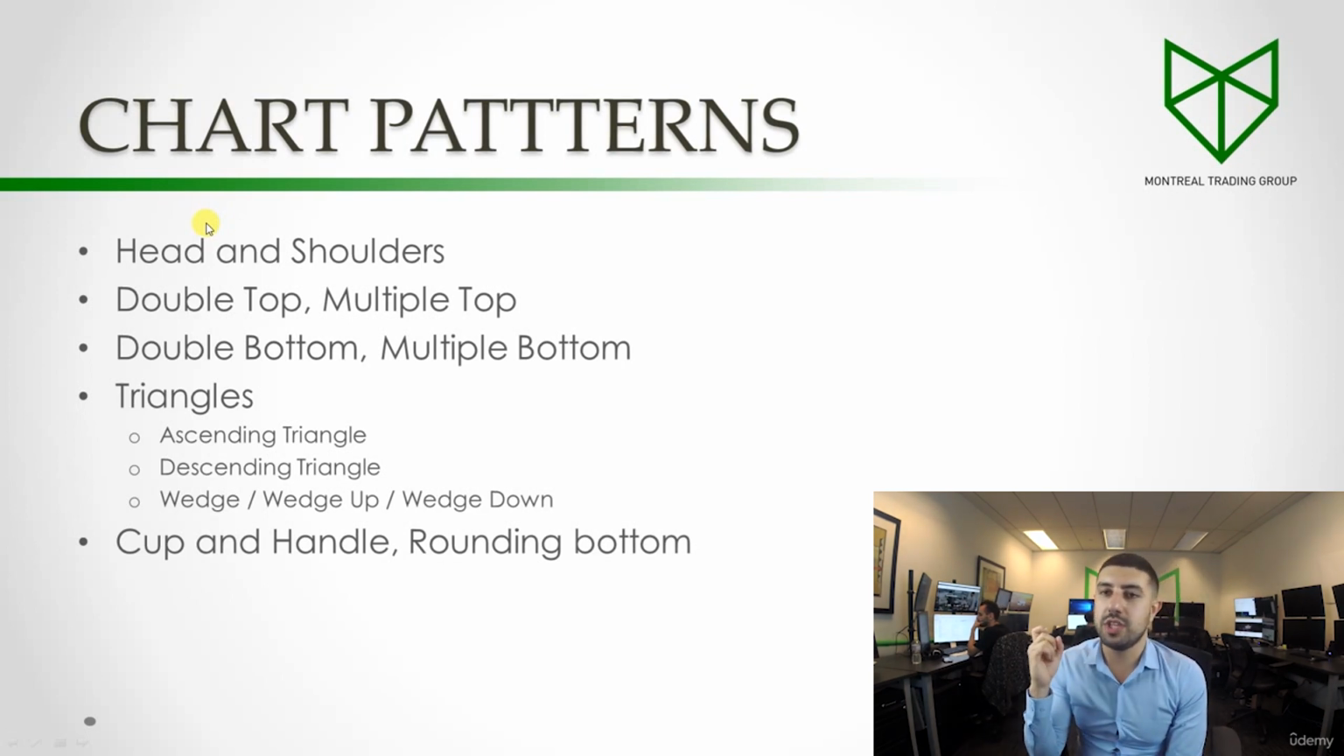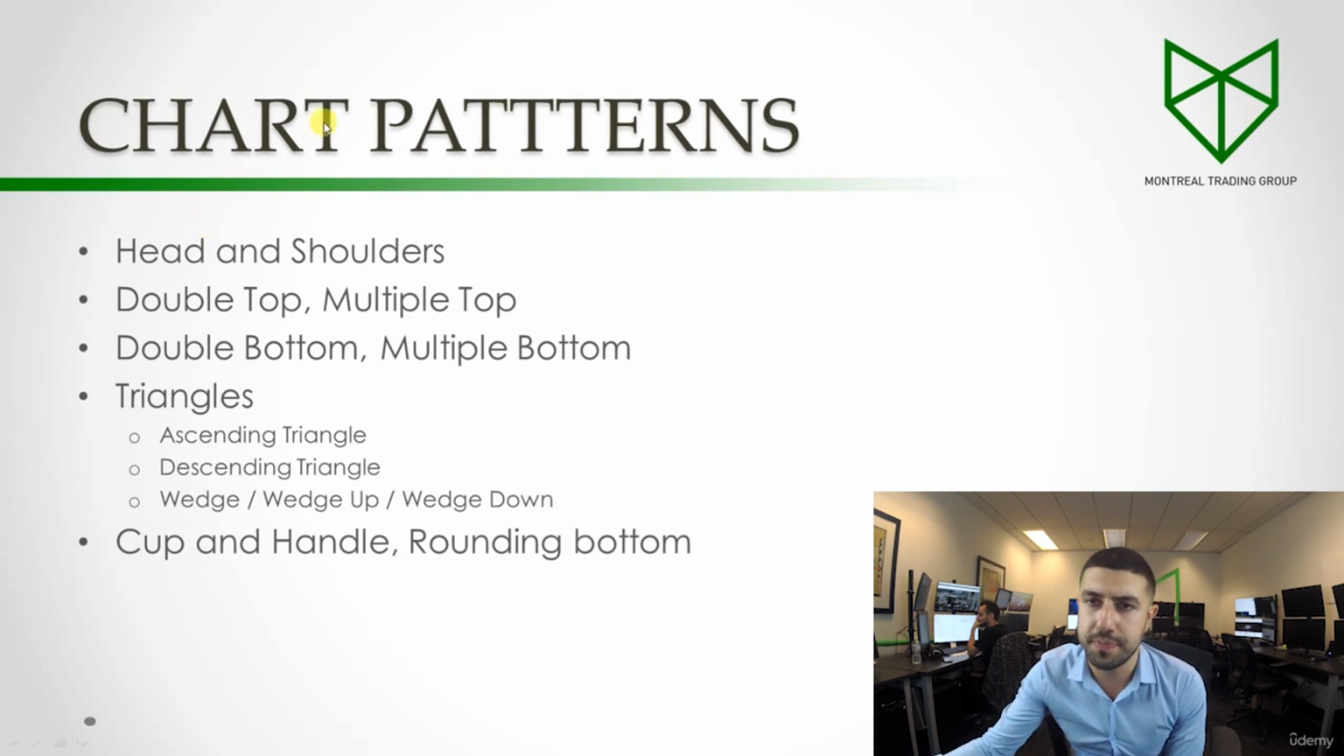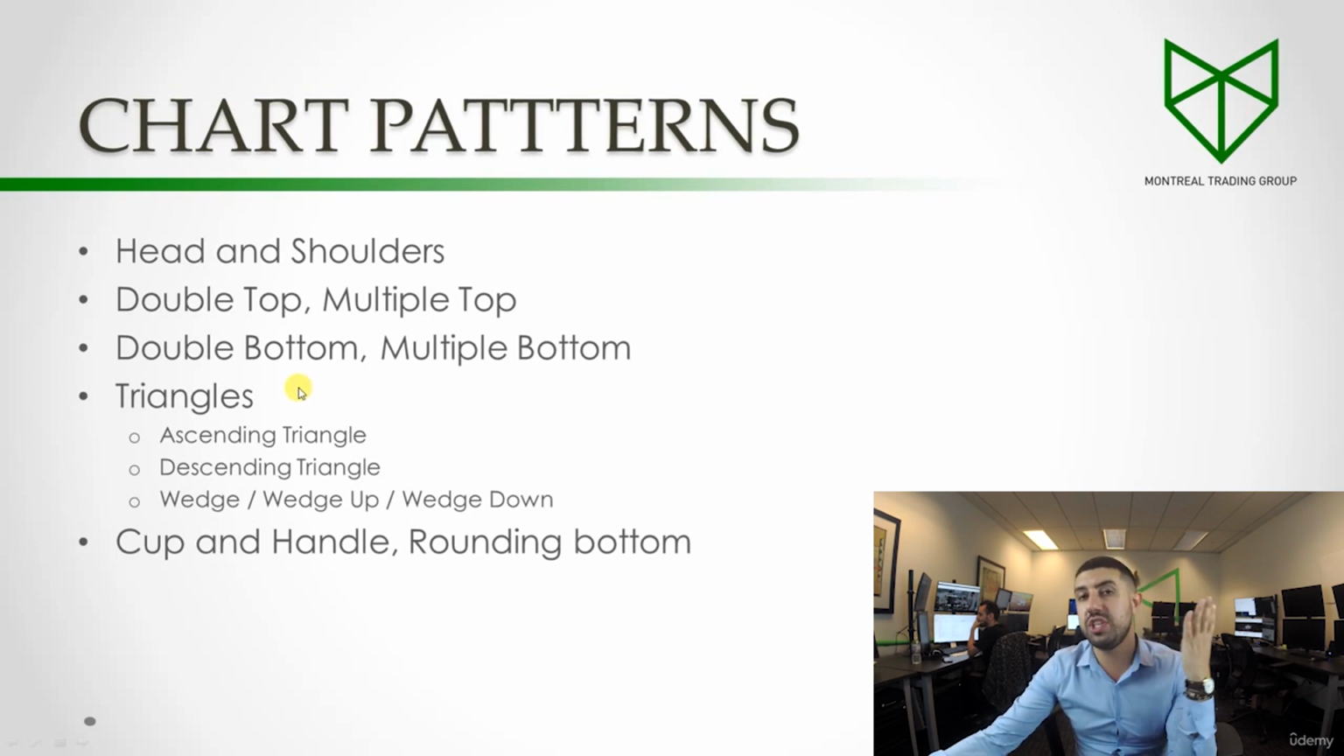So some of the patterns we're going to look at: head and shoulders, okay, not the shampoo; double top, multiple tops. Then we're going to look at double bottoms, multiple bottoms. We're going to look at triangles. So ascending triangle, descending triangle, wedge, upward wedge and downward wedge. We're going to talk about cup and handle and the rounding bottom.